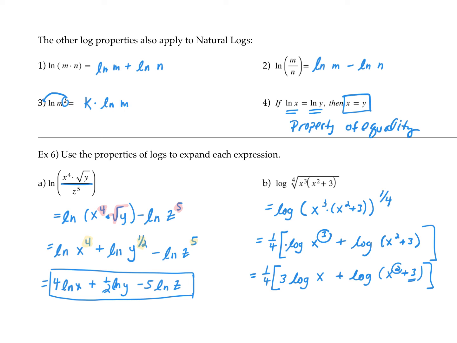All right, but what we can do is distribute this 1/4 now to both of those. So 1/4 times a 3 becomes 3/4 log of x, common log of x, plus 1/4 common log of the quantity x squared plus 3. And we're done. That's it for the expansion. Okay, so again, multiplication expands to addition, division expands to subtraction, but if you had addition or subtraction in the problem, it can't be expanded any further.